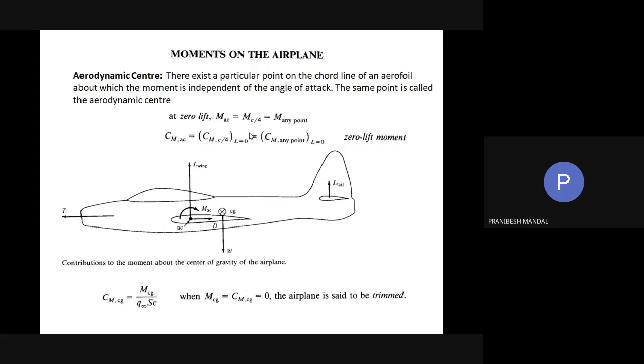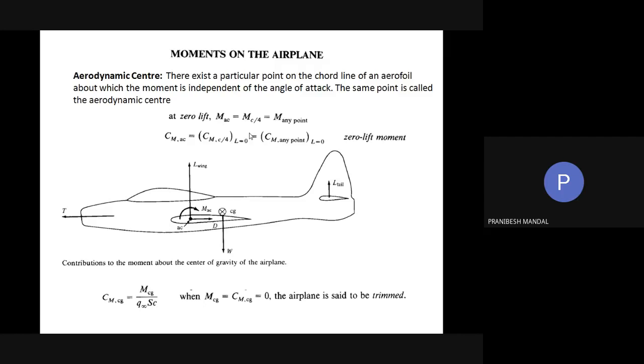Are you convinced that at zero lift this will happen? Yes or no? Yes, sir. The equation will be satisfied, sir. And also, see, there are two points. At zero lift, moment about any point is constant. Yes or no? Yes, sir. And at zero lift, the moment about the aerodynamic center is also the same, because it is one of the moments, obviously. As that is constant, the moment about the aerodynamic center is also that. Yes, sir. And the moment about the aerodynamic center is by definition also constant, so it won't change with the angle of attack. So if we can find the zero lift moment, we can say that is the moment about the aerodynamic center.